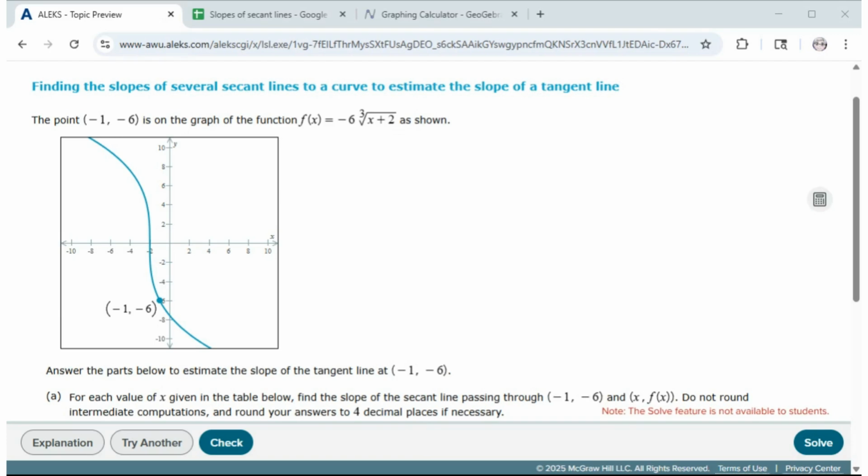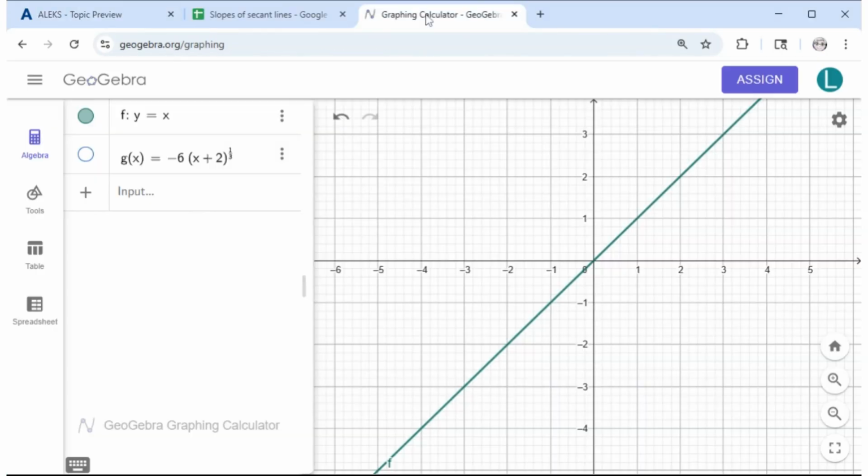In these problems, we are finding the slopes of several secant lines to a curve to estimate the slope of a tangent. Why would you do such a thing? Well, this gets at something very essential about calculus, and that's called the derivative. So let's talk about that for a minute.